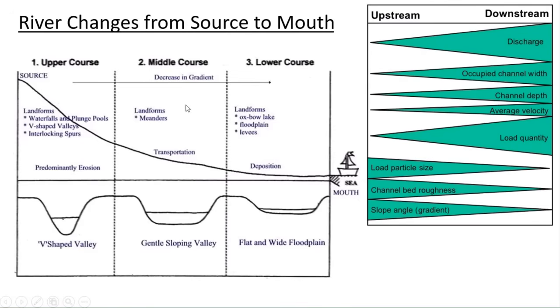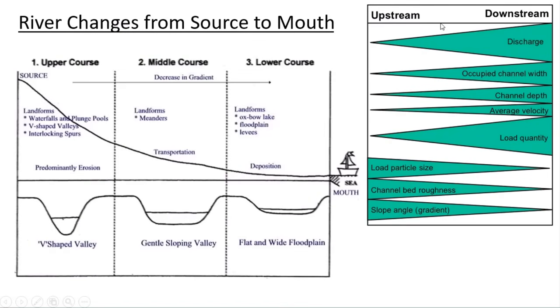Into the middle course, it gets less steep in terms of gradient, mainly transportation happening. You get meanders that occur, and oxbow lakes can occur here too, and the valley starts to get a bit less V-shaped and a bit wider. And then finally, as you get nearest the sea, you've got almost mainly deposition going on, so very little erosion. Now, the erosion that happens is going left to right, so around that way, rather than going down, and you can get things like floodplains and levees occurring here.